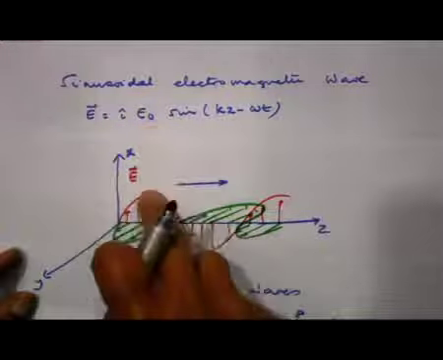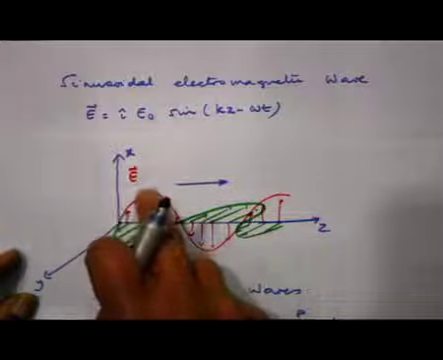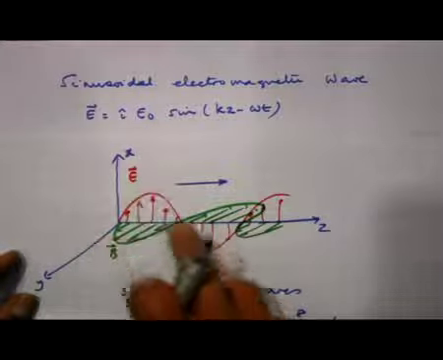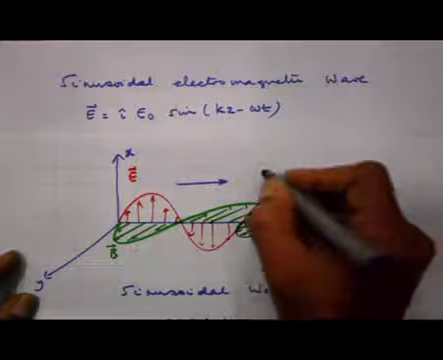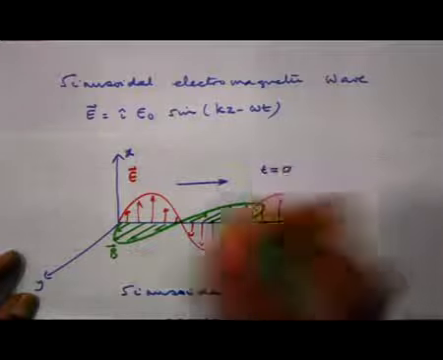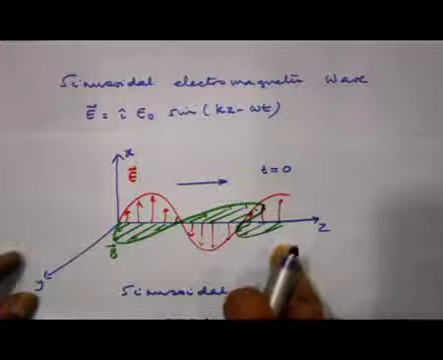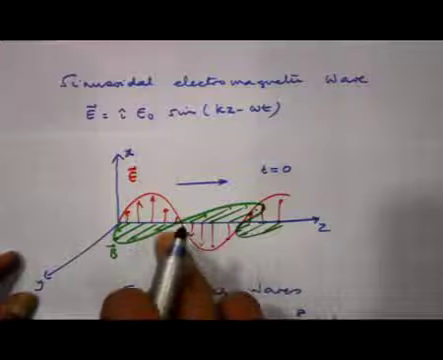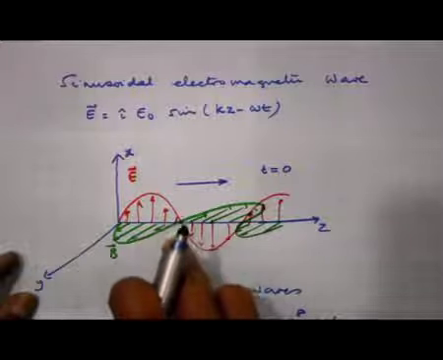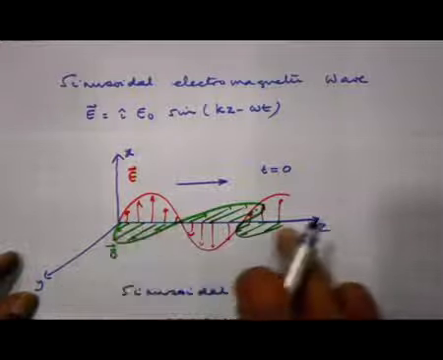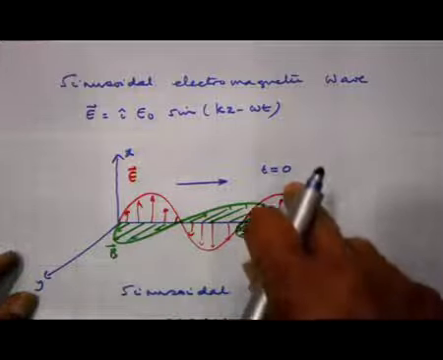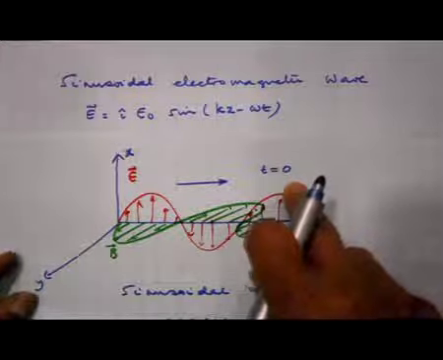E naught is the magnitude of the electric field, the maximum value of electric field, and the sine function is actually this. And let me remind you that this is a plot of electric field and magnetic field as a function of position at a given instant of time. Please remember, this is a snapshot of the magnitudes and directions of electric and magnetic fields as a function of position at a given time t is equal to 0, arbitrary time which I call t is equal to 0.